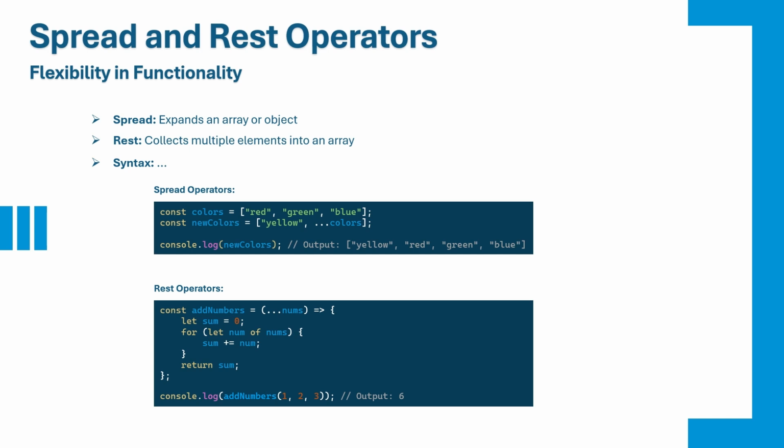We can also call addNumbers with a different set of arguments, such as 1, 2, 3, 4, and 5, and the rest operator will gather all 5 values into an array, giving us a sum of 15. This flexibility makes the rest operator particularly useful when dealing with an unknown number of function arguments.